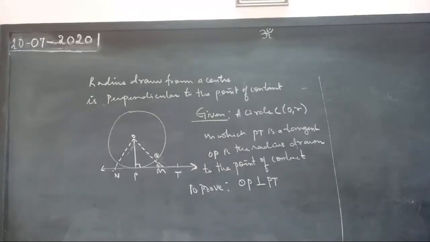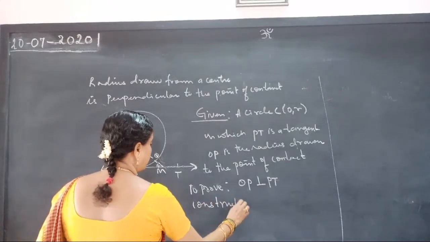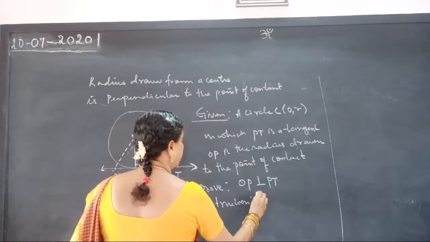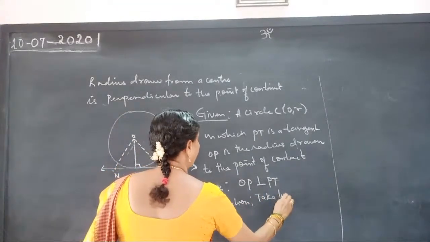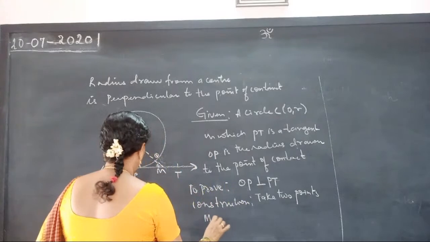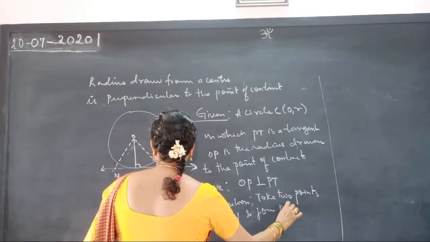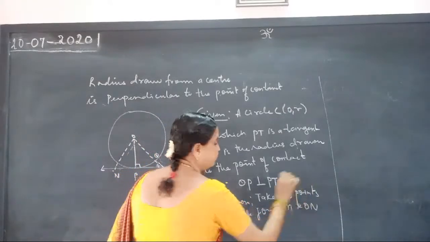Taken? To prove is over. Next, construction: take two points M and N on the tangent and join OM and ON.